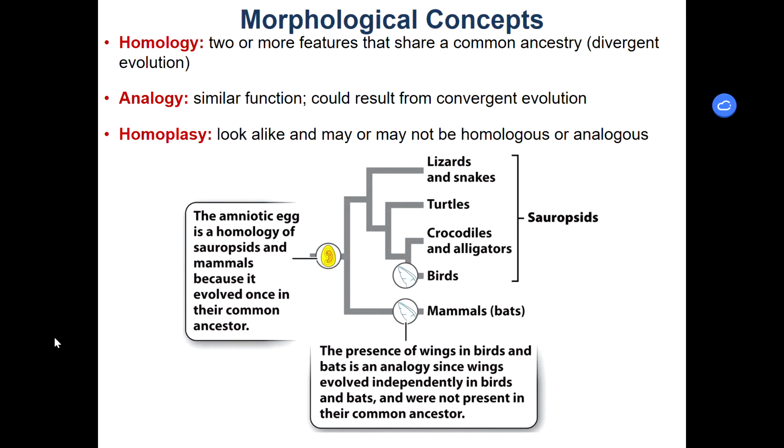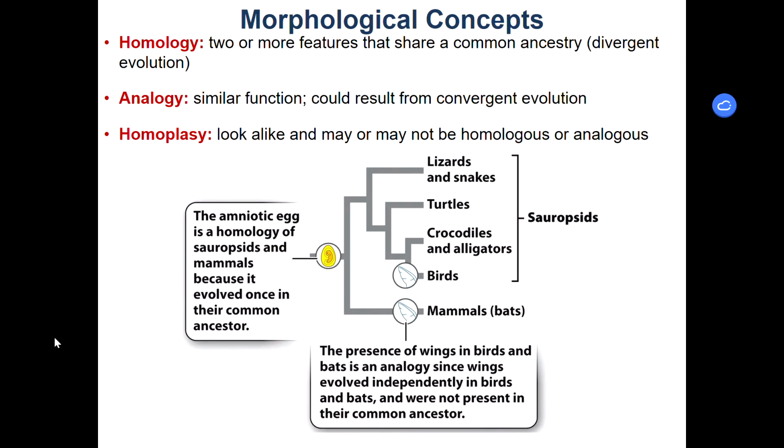So for example, if we're looking at this phylogenetic tree, an amniotic egg, so an egg that develops inside a sac, evolved once in all of these organisms, and so that's a homology. It's a homologous trait that we all share. It's how we see that we are more closely related to these organisms than we are to something like an insect.